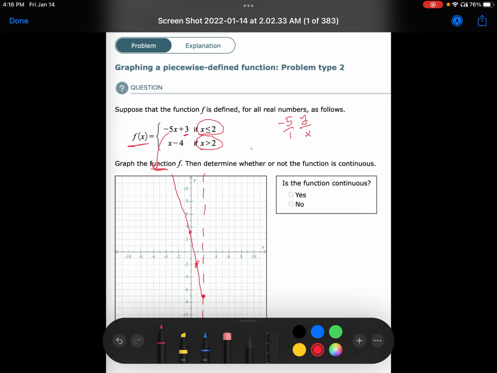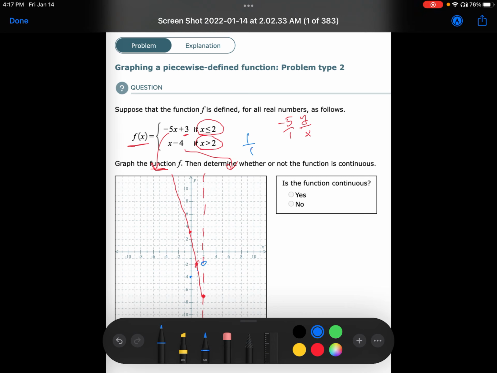Now on the other side, we use the equation x minus 4. But x doesn't go all the way to the y-axis, but we'll use it anyway. So I'm going to change colors here. The second part is x minus 4. So minus 4 is its y-intercept. So it's going to start there. Its slope is 1. So that's rise of 1, run of 1. So you could think, rise 1, run 1. Rise 1, run 1.